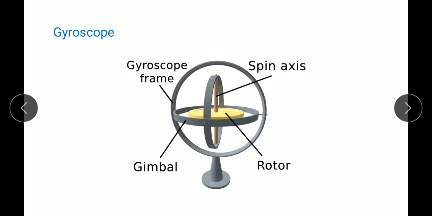Next, the gimbal. The rotor is rotating in different directions and orientations, and at different orientations it has more torque. So to minimize the torque we use the gimbal, which is nearly fixed. Okay, next slide.